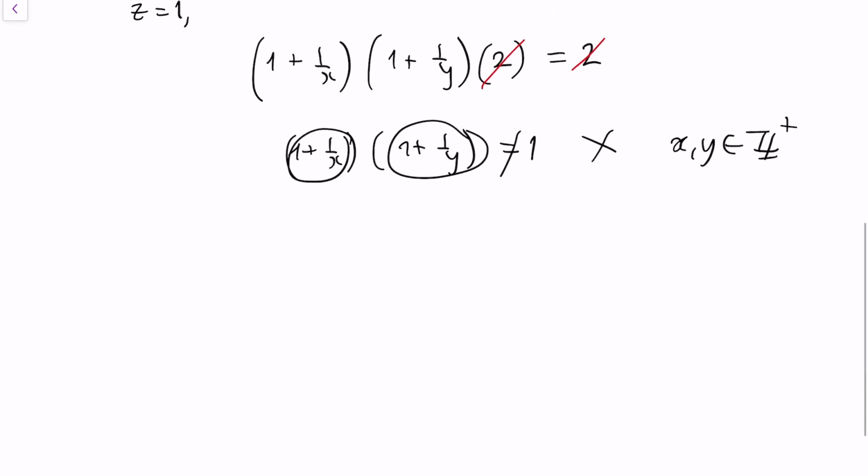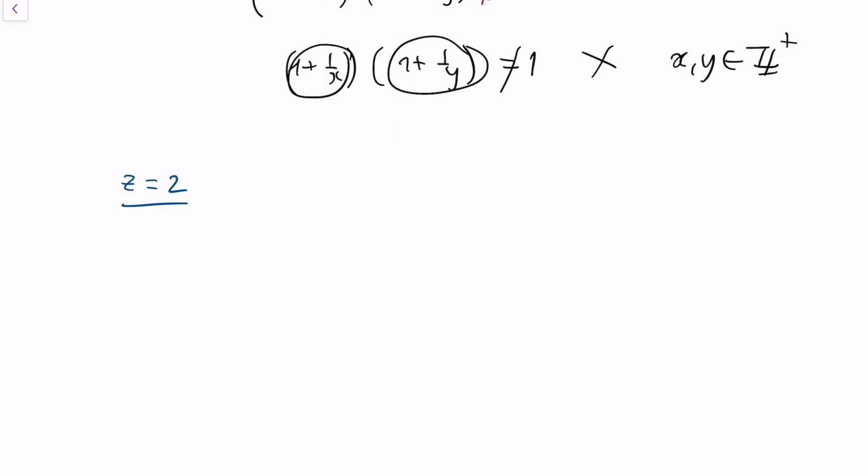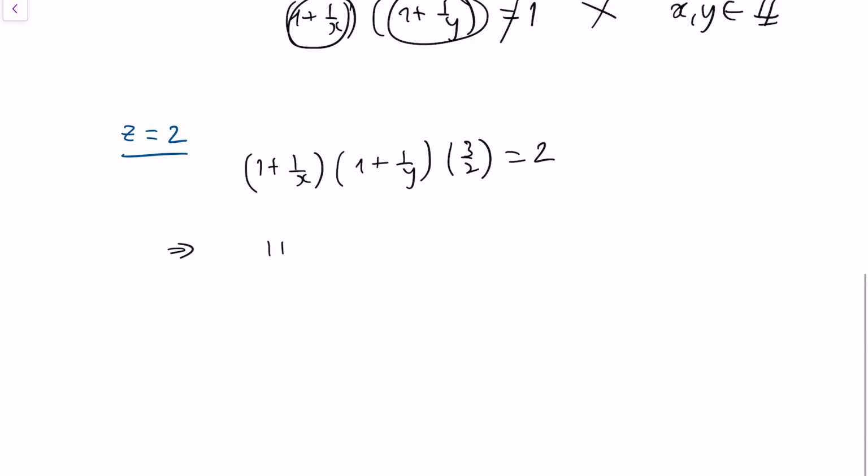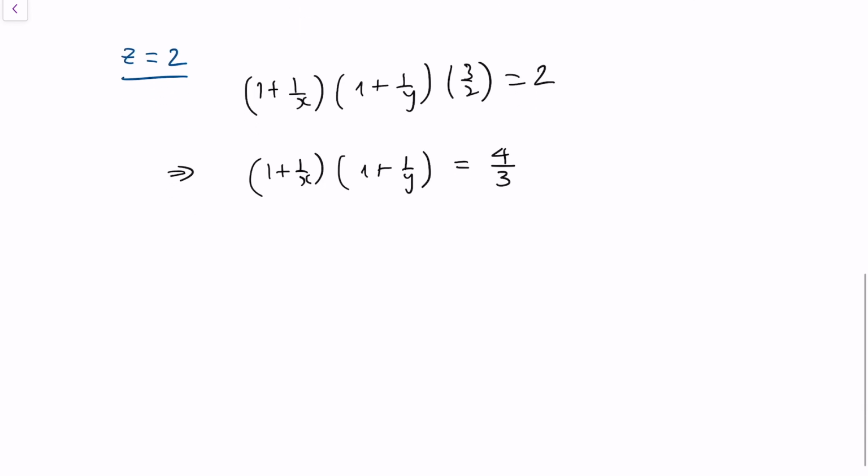Now we look at the next possibility, when z is equal to 2. If z is equal to 2, we have 1 plus 1 over x times 1 plus 1 over y. Now, 1 plus 1 over z, so that would be 3 over 2, and 3 over 2 cubed is equal to 2, isn't it? Okay, so that implies 1 plus 1 over x times 1 plus 1 over y is equal to 4 over 3. Now, how do we solve this equality then?